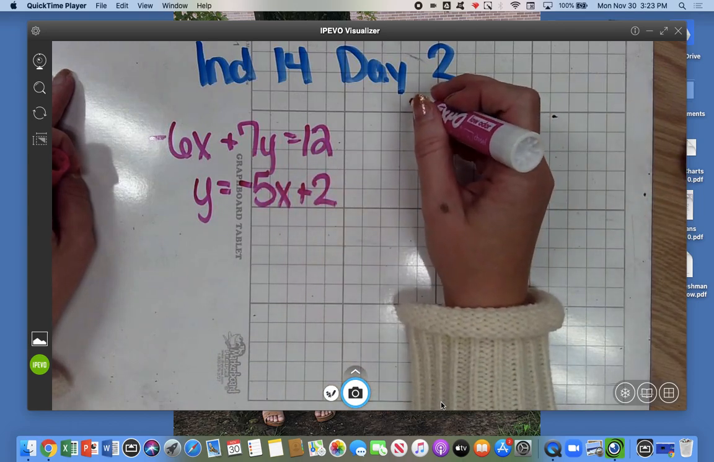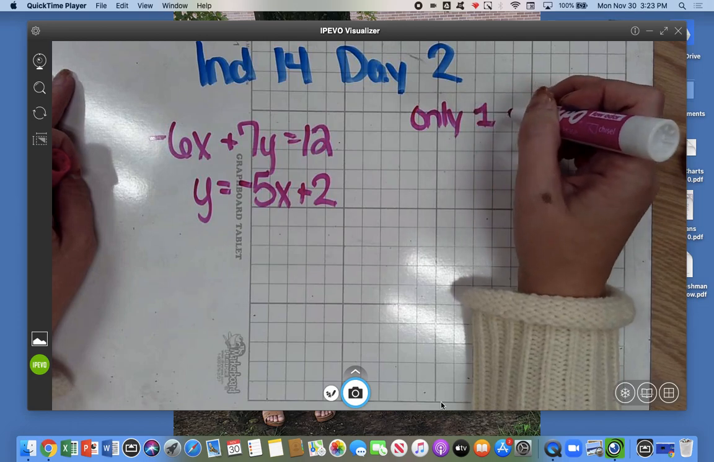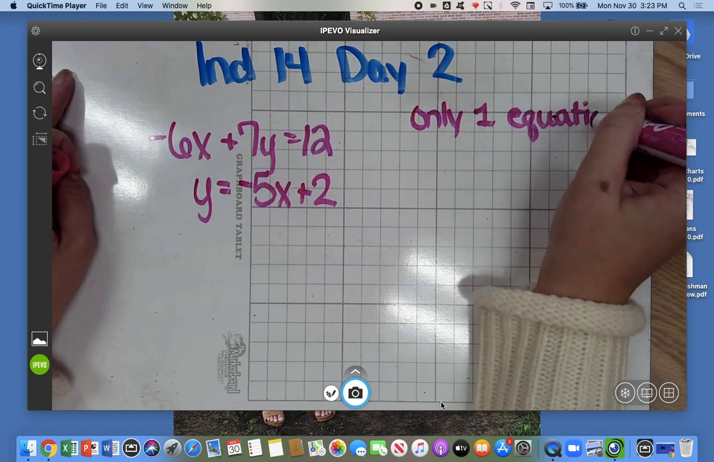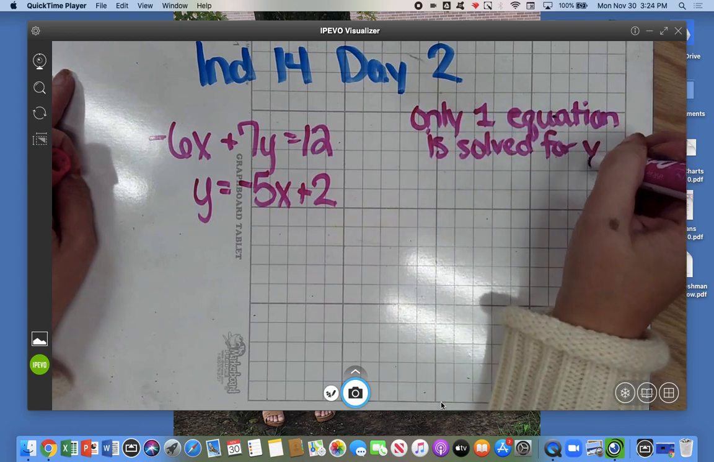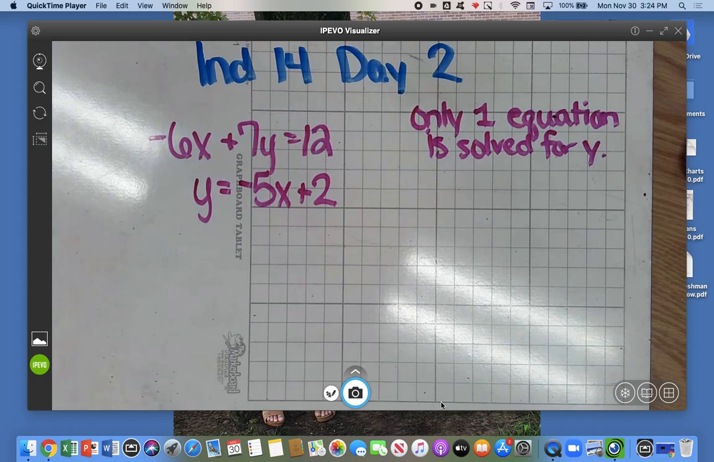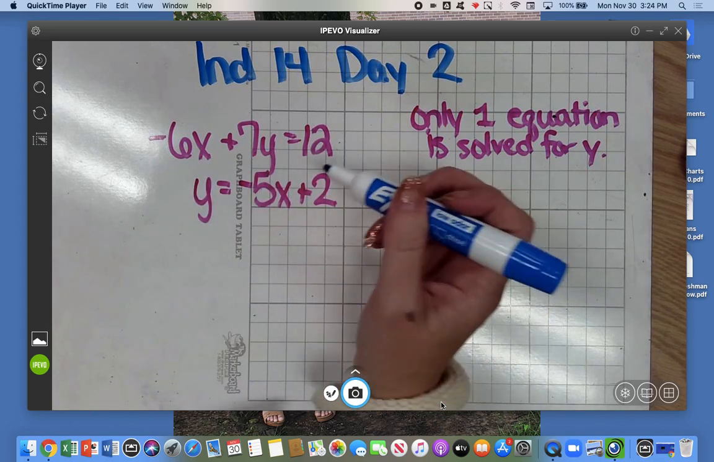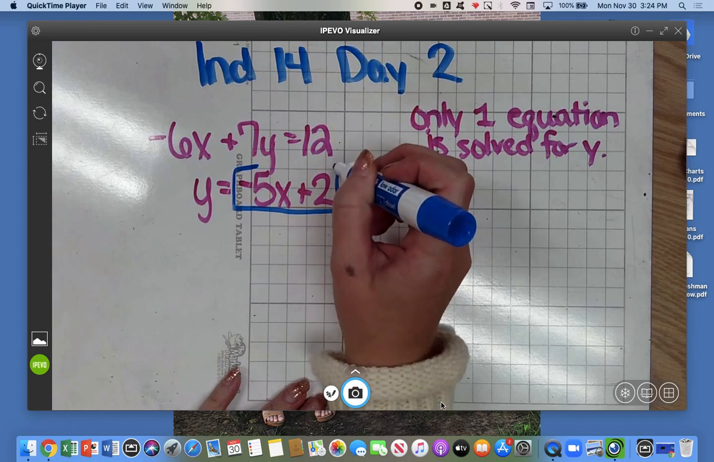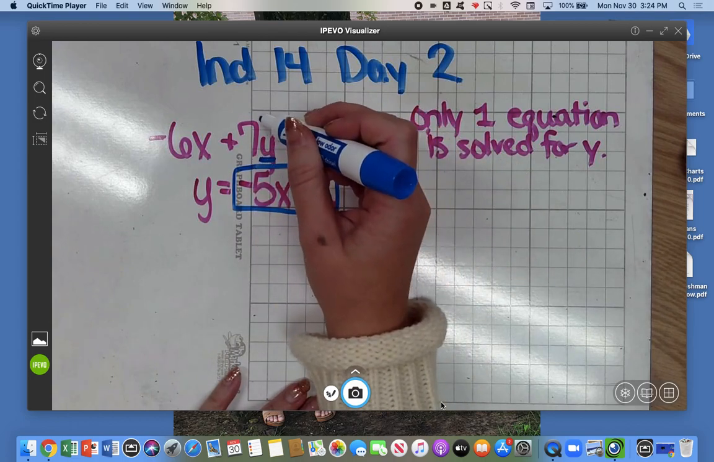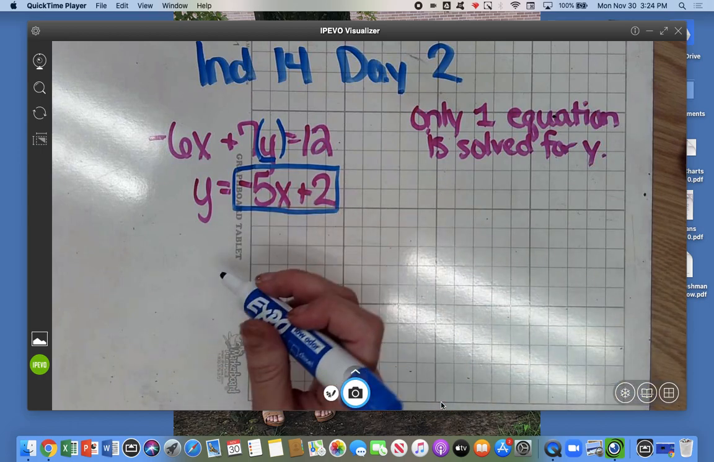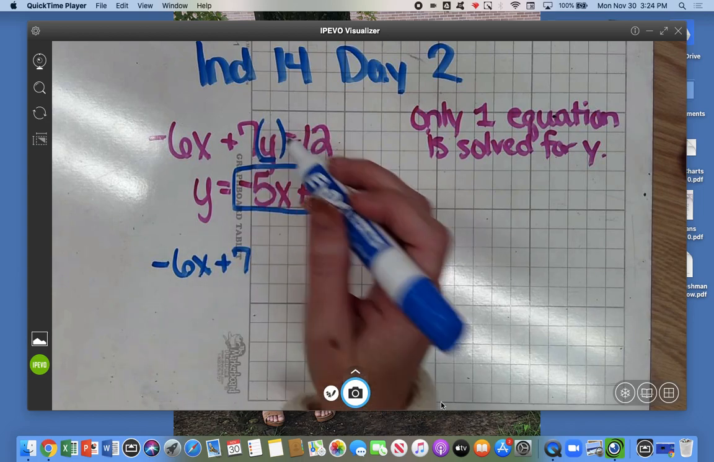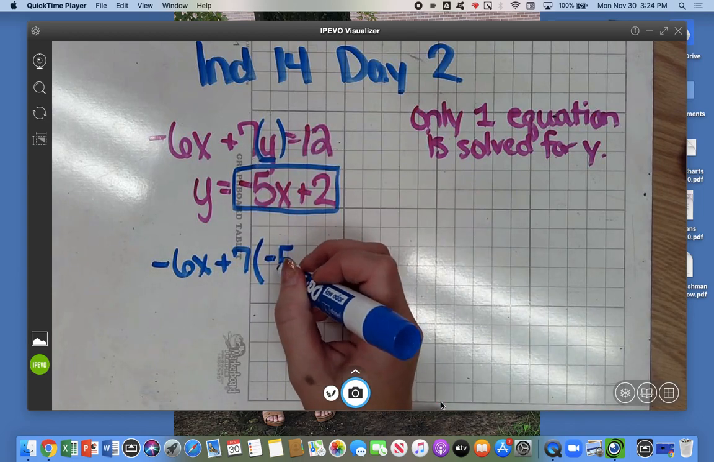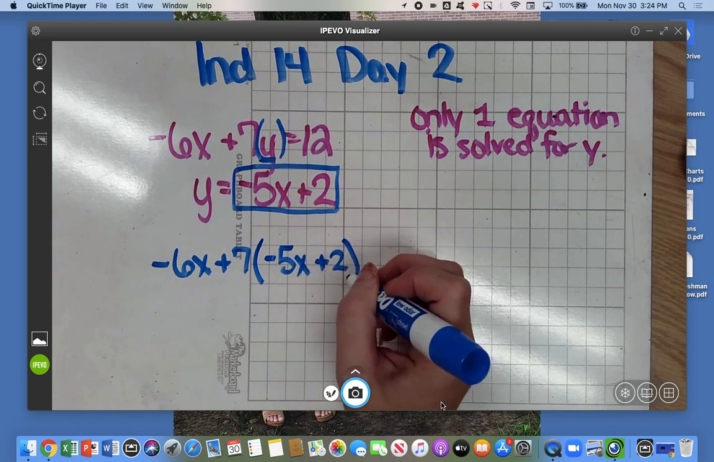So this type, only one equation is solved for y. So we now know that that equation is solved. The bottom equation is the one that is solved for y because it says y equals. So we know that this expression, negative 5x plus 2, we can plug it in for y. So that top equation now becomes negative 6x plus 7. But where we had that y, we are now going to replace that with negative 5x plus 2, and then we know that equals 12.